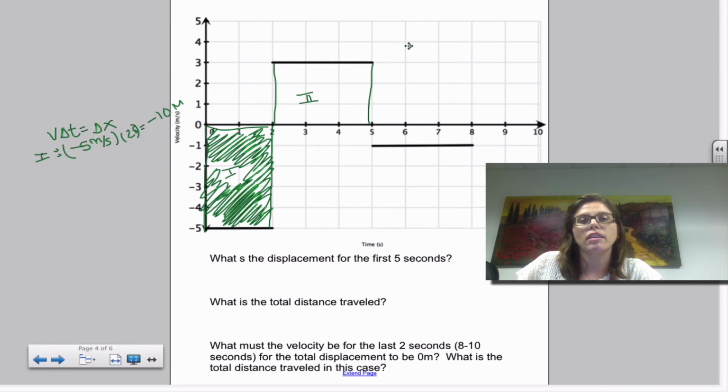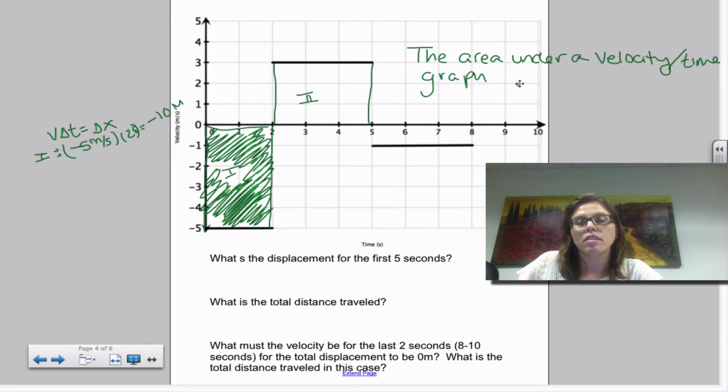Let me write that. The area under a velocity time graph gives us our displacement.